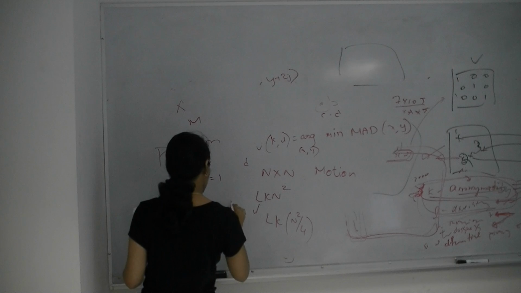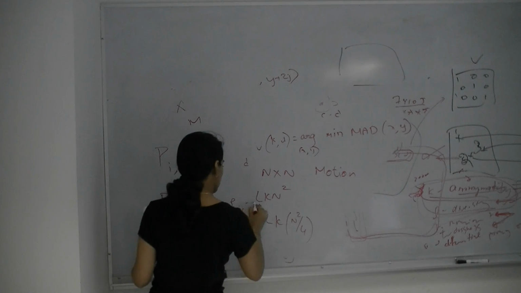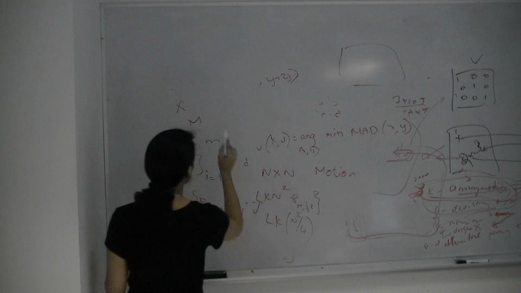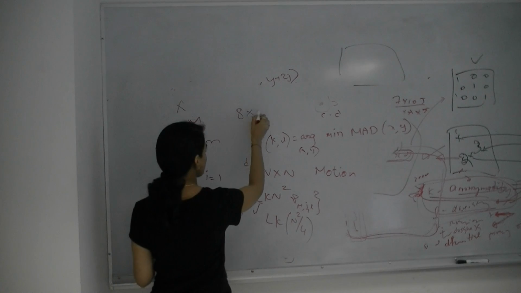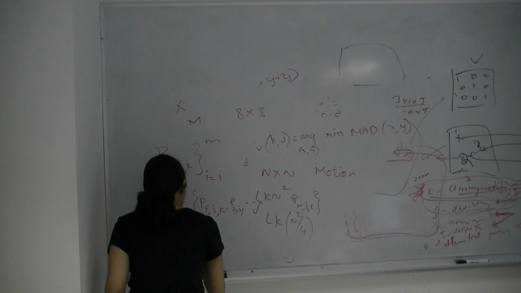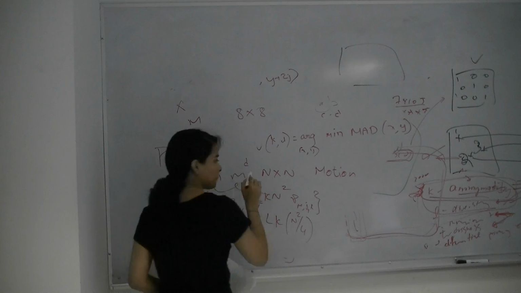P1JK, P2JK, and so on to PMJK. Suppose we consider an 8 by 8 patch. The number of rows will be 64, and this will be m.